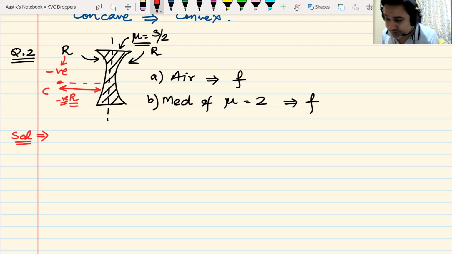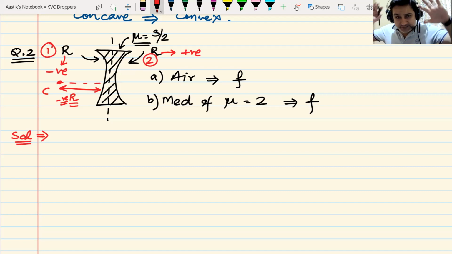This R becomes negative. What about this R? Is it positive or negative? Positive. This R is positive. That is correct. So this is R1, surface 1, this R is negative. Surface number 2, R2, this R is positive. Is everyone following me? Can I have some raised hand that everyone is following me? Yes, sir.